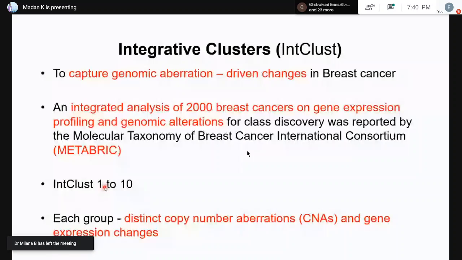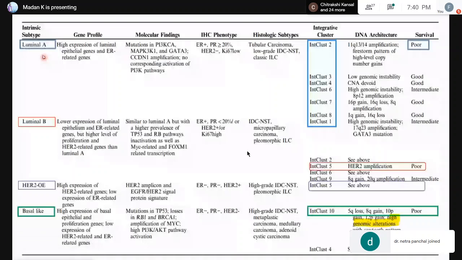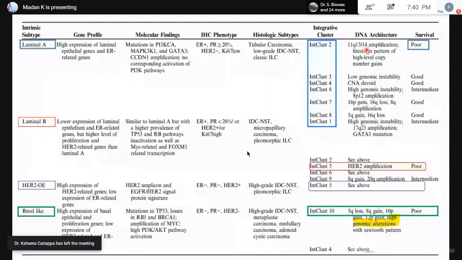So this is a busy slide which shows the intrinsic subtypes on this side and the integrated clusters here. If you see here, the luminal A group has integrated clusters 2, 3, 4, 6, 7, 8, and each of these has different DNA changes, and they also differ in prognosis. The luminal B group has different integrated clusters like 2, 5, 6, 9, and the HER2 group has integrated cluster 5, which is also seen in the luminal B group, both of which have HER2 amplification and a poor prognosis.